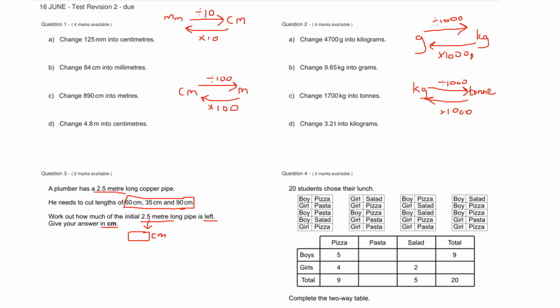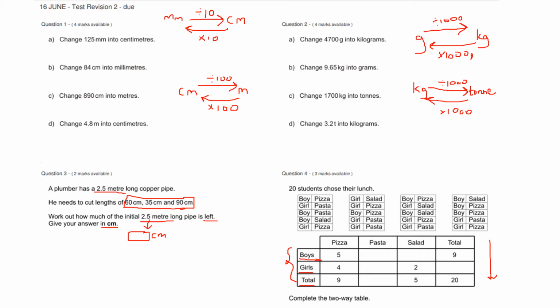Then we've got a few questions coming up now on something called a two-way table. It's called a two-way table because it has 2 things. It has one thing going across in rows and another thing going down in columns. So in this case, we've got gender going across in the rows. So we've got boys, girls, and then the total. And going across in the columns, we've got what food they've got.